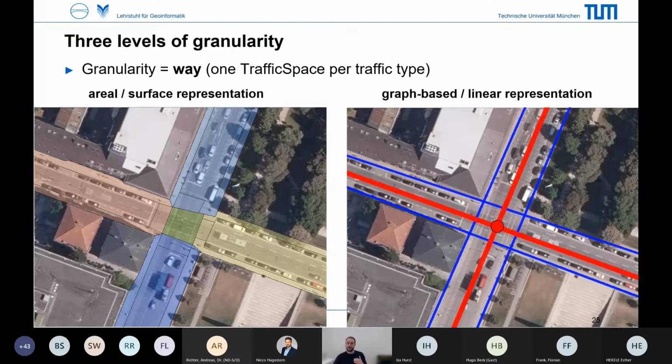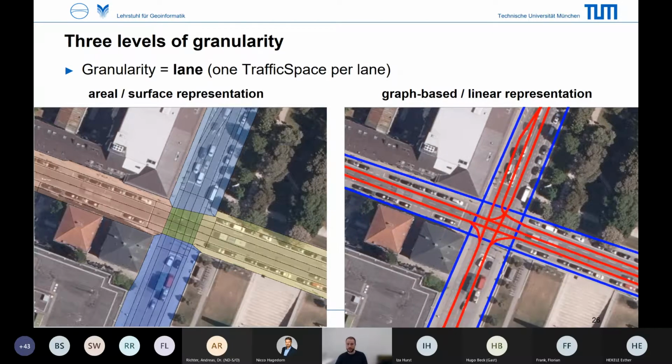For granularity way, this would then be further divided into one traffic space per traffic type, for example. So you would have one traffic space for the entire carriageway width and additional traffic space or traffic area objects for the sidewalks, for example. And the same would be true for the linear or graph-based representation, where there would be an individual linear network for the street network and also for the pedestrian network. And in the highest level of granularity, each object would be represented on a lane level, so to say, which is again true for the areal or surface representation as well as in the graph-based or linear representation.